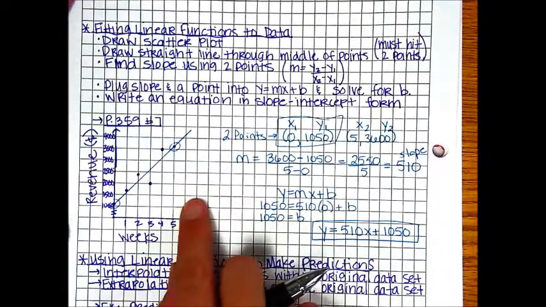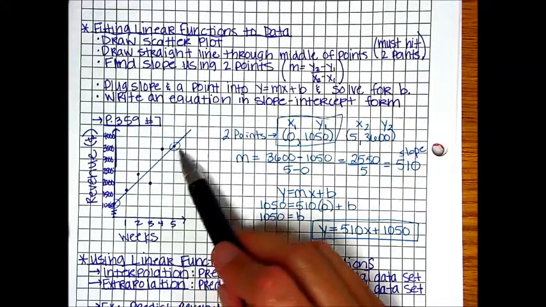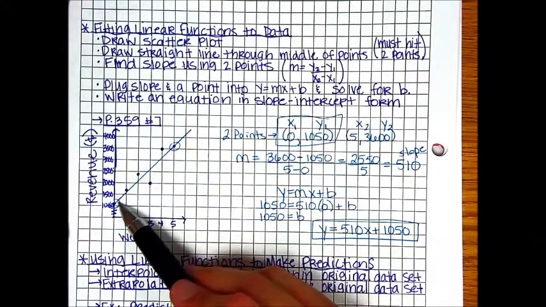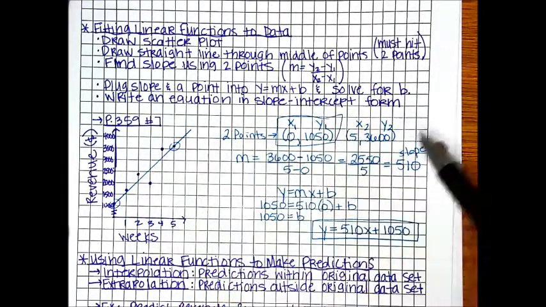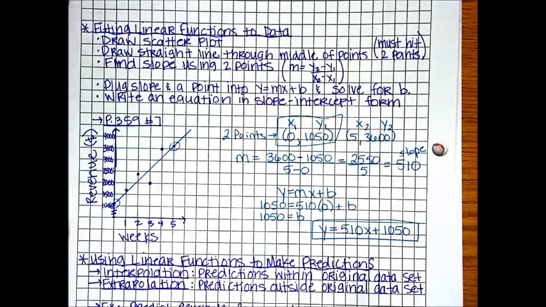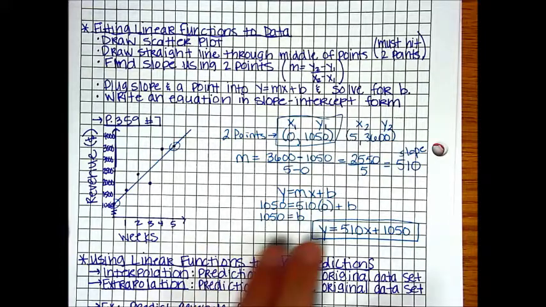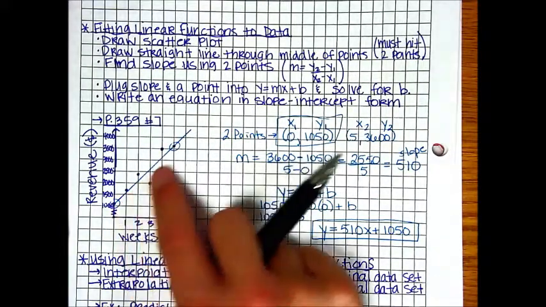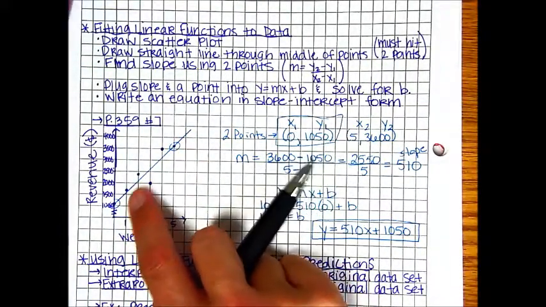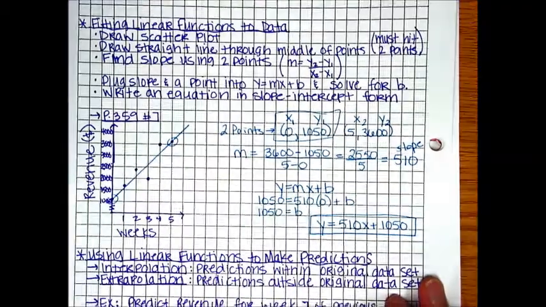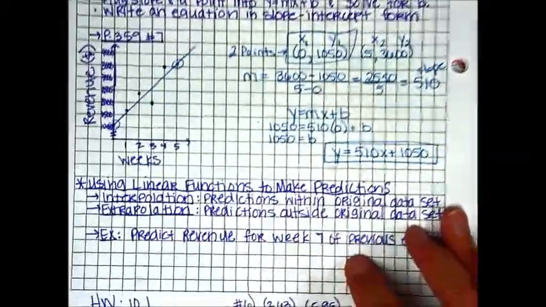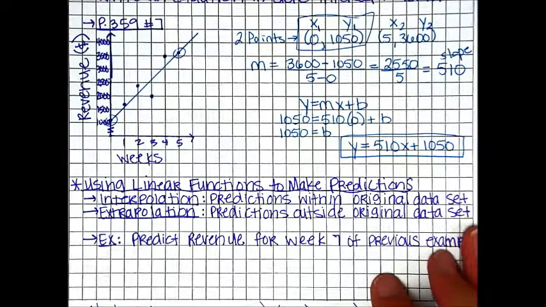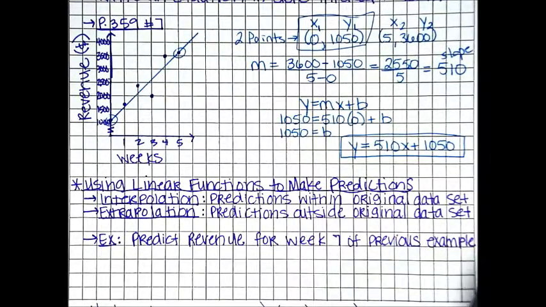data. Okay, so not every point falls directly on that line, but this line is a very good model for what the trend of this data does. So the whole reason that we find that useful is once you have an equation that models the data really closely, you can use it to make some predictions. So that's the last section down here on the notes. Using linear functions to make predictions.